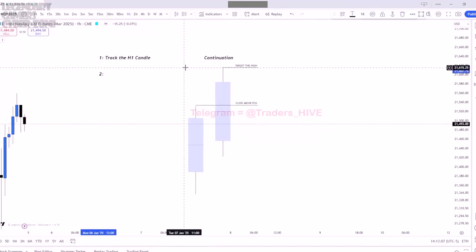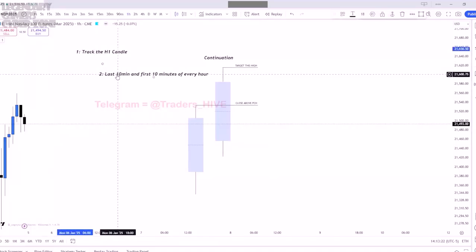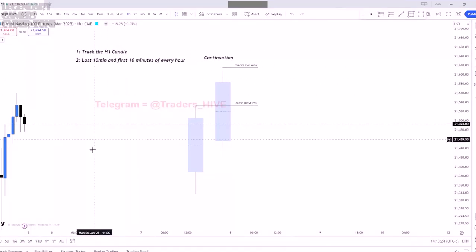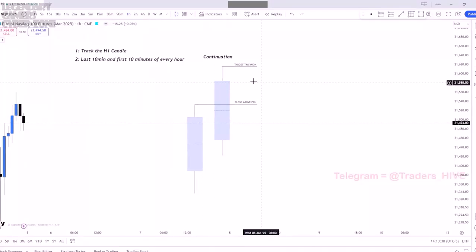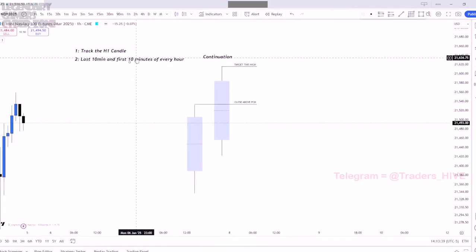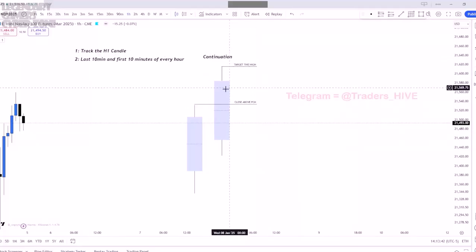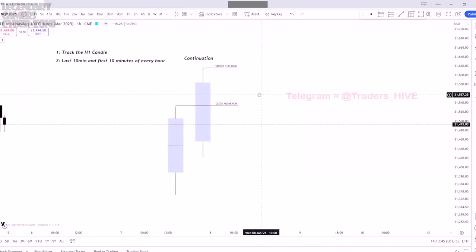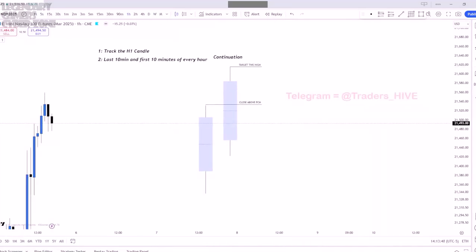Then second point, I only trade on the last 10 minutes and first 10 minutes of every hour. The reasoning for it is that this is when the macro happens. This is when there's going to be sweeps of liquidity and manipulations in order to have enough fuel to get back towards this high here. Okay, so I only trade from the last 10 minutes and first 10 minutes of every hour when I'm trying to trade the continuation and reversal pattern on the H1. Okay, that's super important.